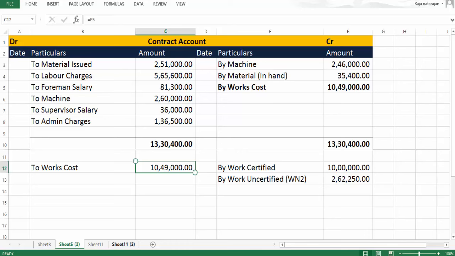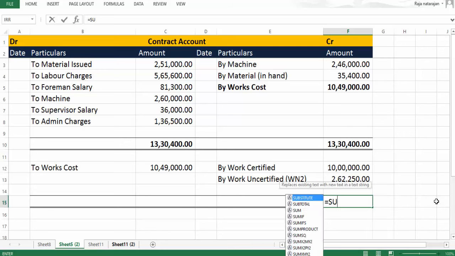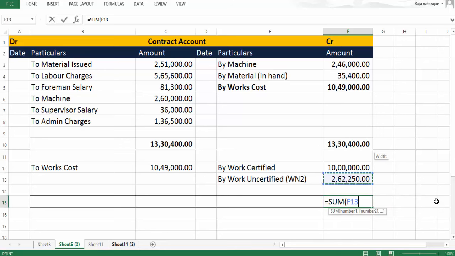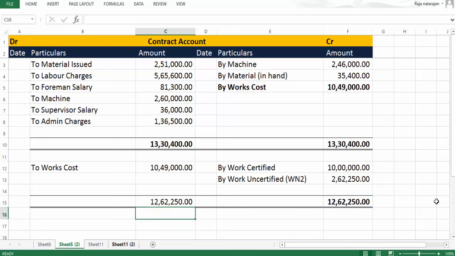So how do you find out the notional profit? Let's do the totaling now. So on the credit side, total is so much, 12,62,250. So let's follow the same total on the debit side also. It means here we have a difference, and this difference is nothing but notional profit.